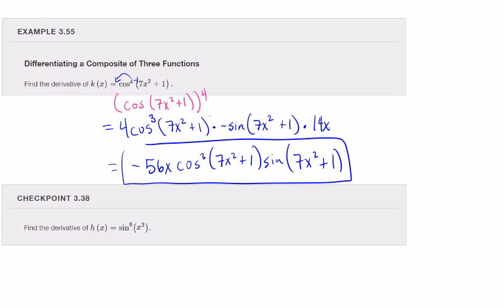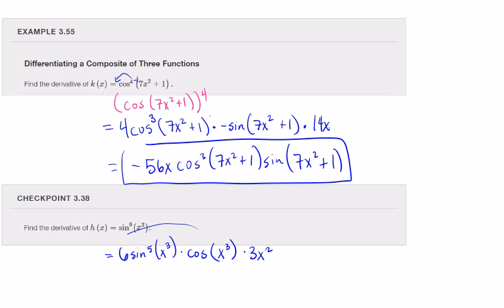All right. So go ahead and try 3.38. Similar idea. Very similar idea. Maybe a little bit easier because this inside here isn't as bad. So a little less writing maybe, but very similar.